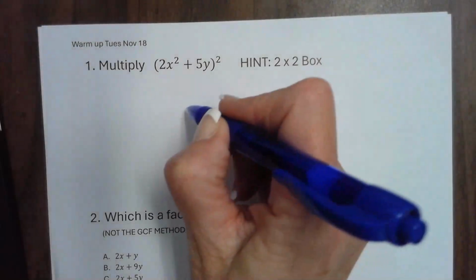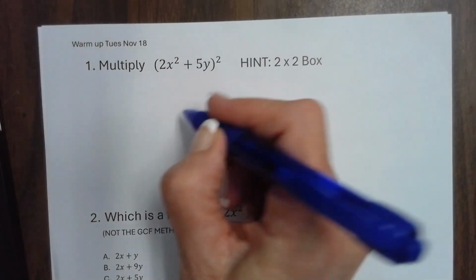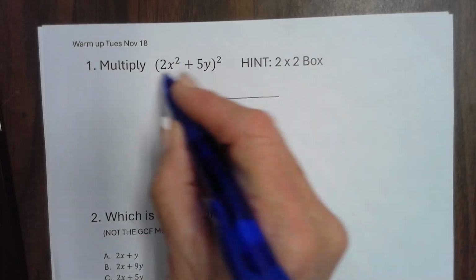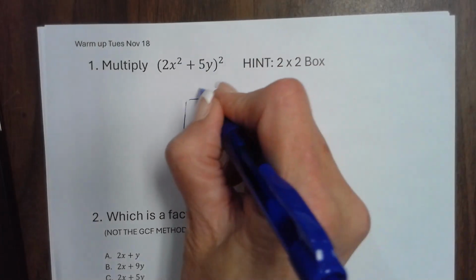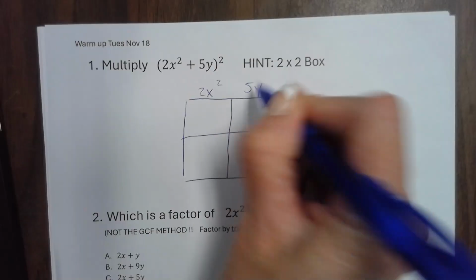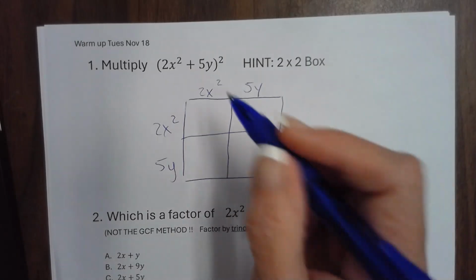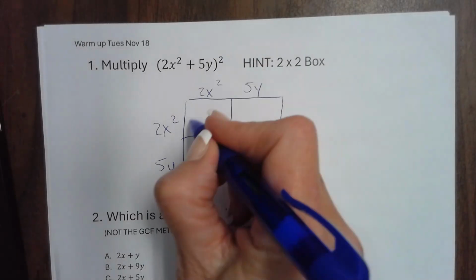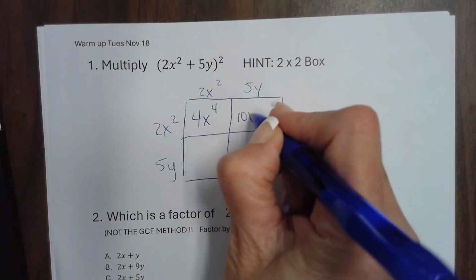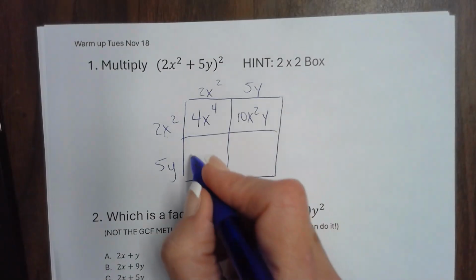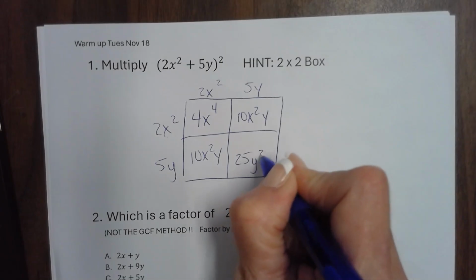Okay, so let me show you how this all works here. We are squaring a binomial, so we are basically multiplying this binomial times itself. So that's a 2 by 2 box. I'm going to have 2x squared and 5y across the top. I'm going to have 2x squared and 5y down the side. Multiply coefficients, add powers. So I have 4x to the 4th here. Here I have 10x squared y. Here I have 10x squared y. And here I have 25y squared.